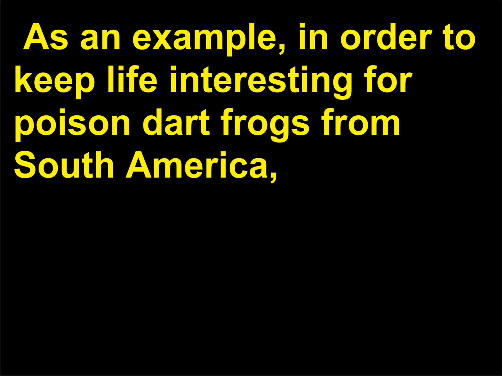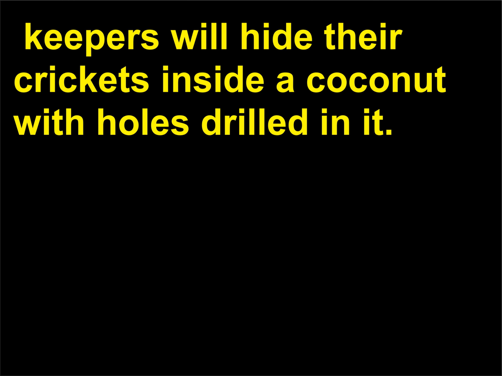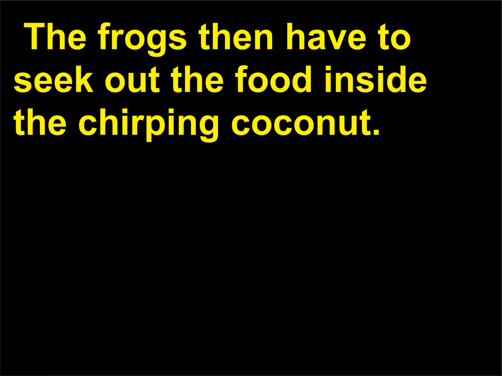As an example, in order to keep life interesting for poison dart frogs from South America, keepers will hide their crickets inside a coconut with holes drilled in it. The frogs then have to seek out the food inside the chirping coconut.